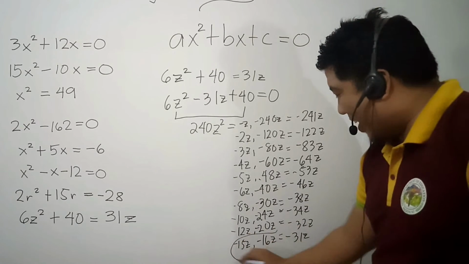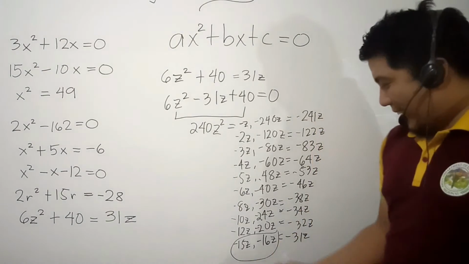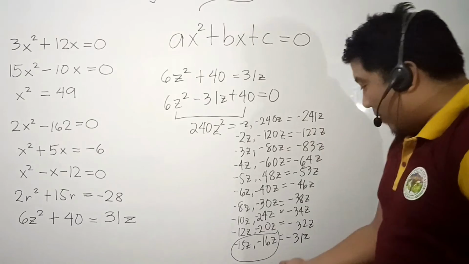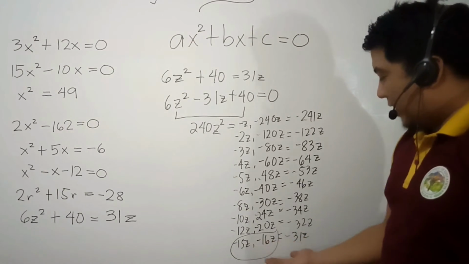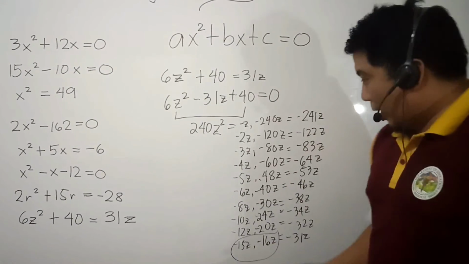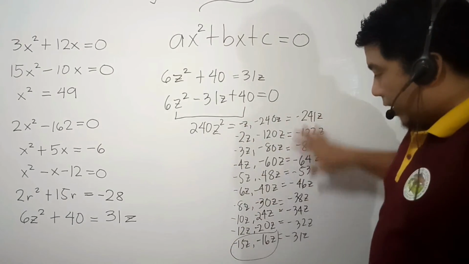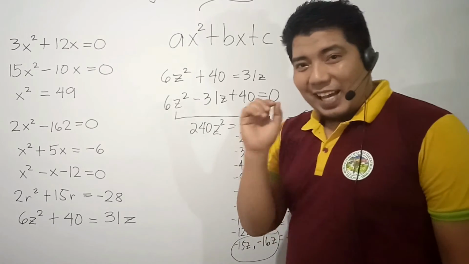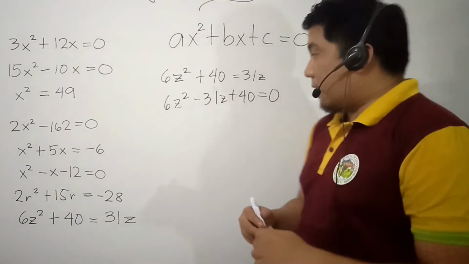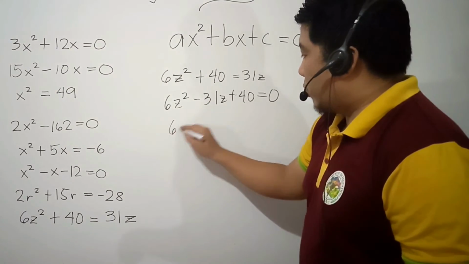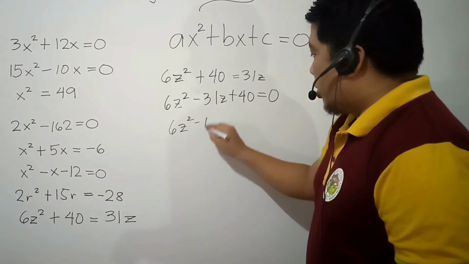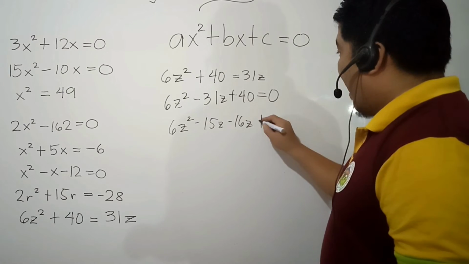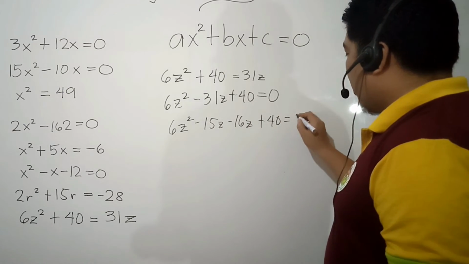So we have our final pair, that is negative 15z and negative 16z. Let's now erase this part to have space for the solution. Now let's replace our negative 31z. So we have 6z squared minus 15z minus 16z plus 40 is equal to 0.